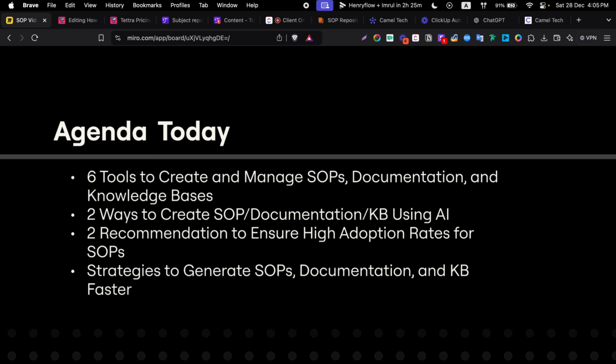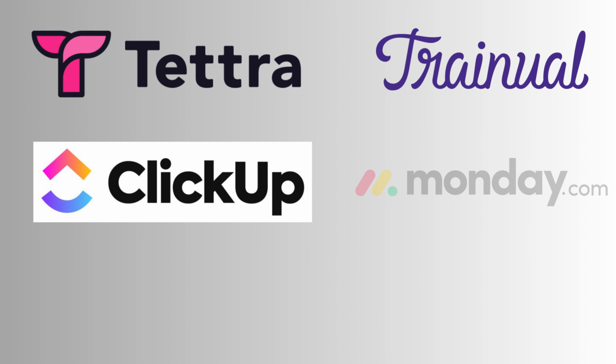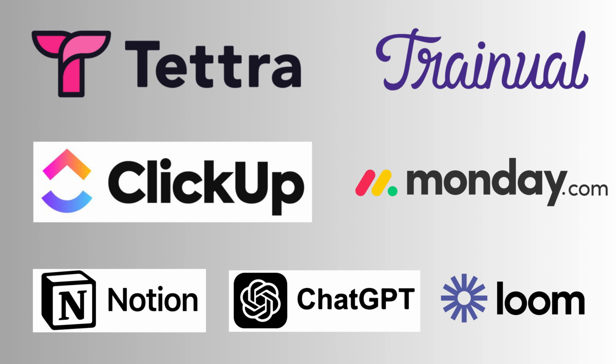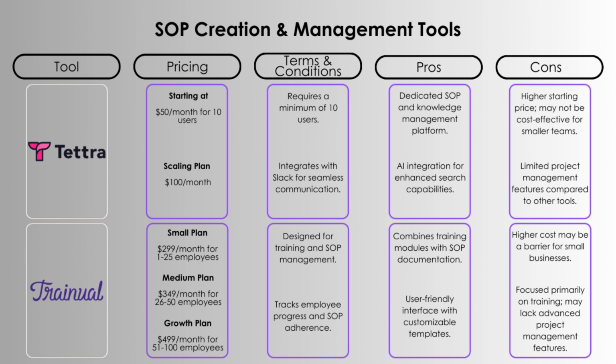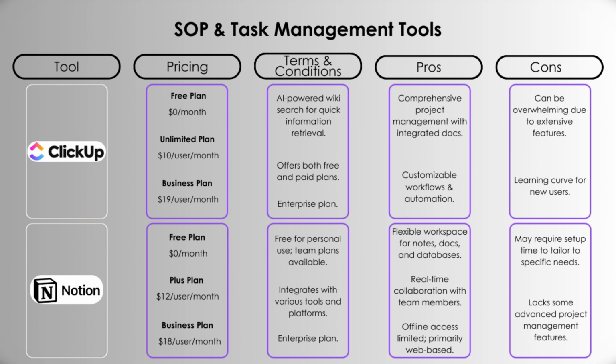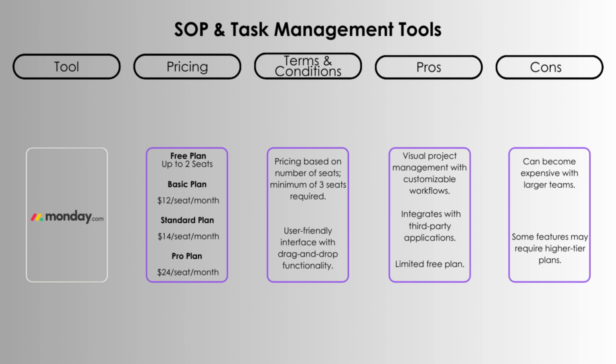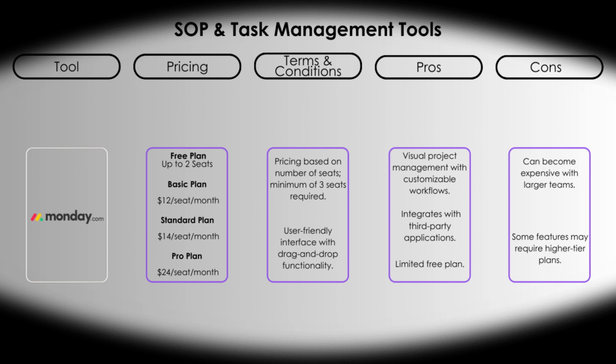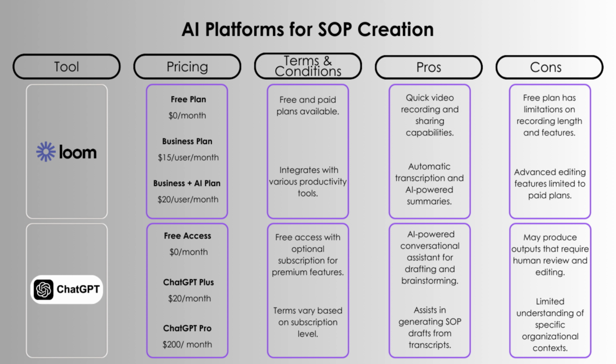We have discussed so far 7 tools: Tettra, Trainual, ClickUp, Monday, Notion, ChatGPT, and Loom to create and manage SOP. We have discussed 2 tools dedicated for SOP creation. One is Tettra and another one is Trainual. We have discussed 3 tools which are used for managing SOP, at the same time managing your tasks, which are good. They are ClickUp, Notion, Monday. We have used 2 AI platforms, Loom and ChatGPT, where you can create SOP, though Loom is not a dedicated AI platform.